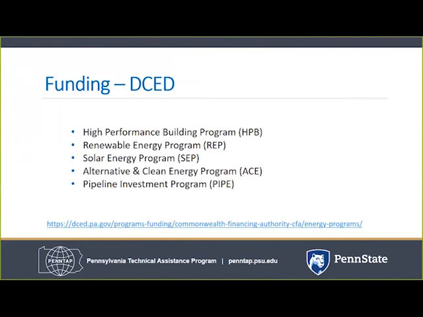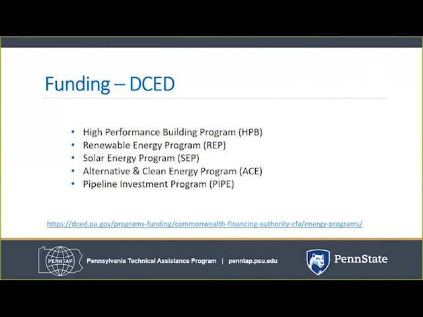The High Performance Building Program helps to build LEED certified buildings. The Renewable Energy Program is only for geothermal technology development and wind energy. The Solar Energy Program provides grants and loans for solar projects. The Alternative and Clean Energy Program provides funding for clean energy equipment or component manufacturers. The Pipeline Investment Program provides funding for companies to have natural gas lines brought to their manufacturing facility. This concludes our discussion of financing and grant sources.